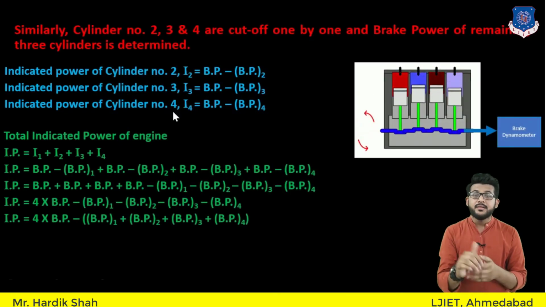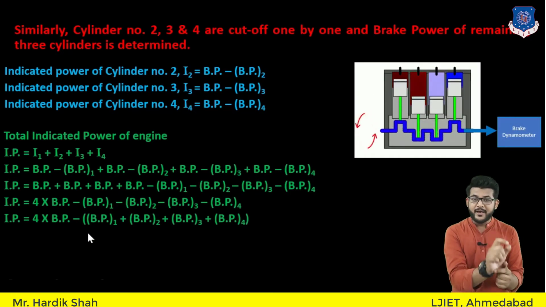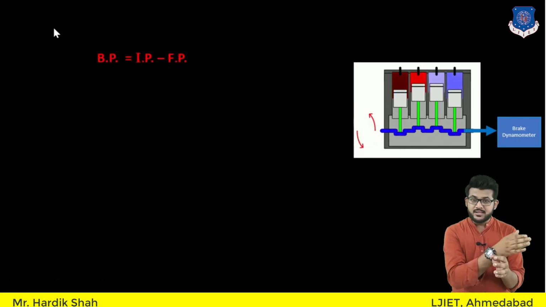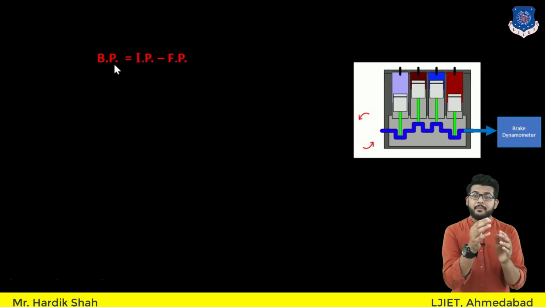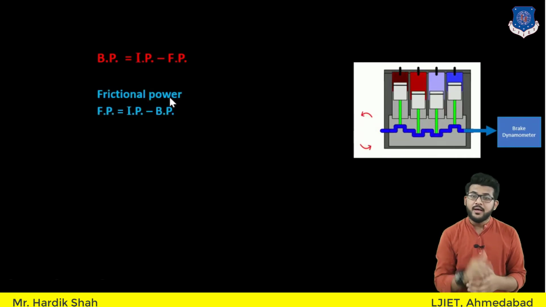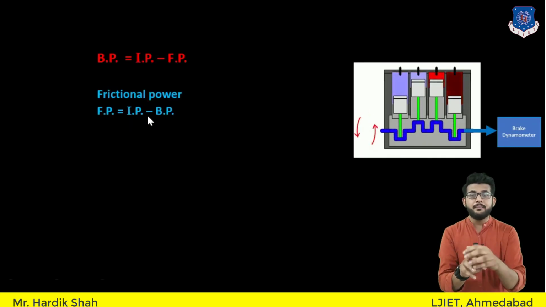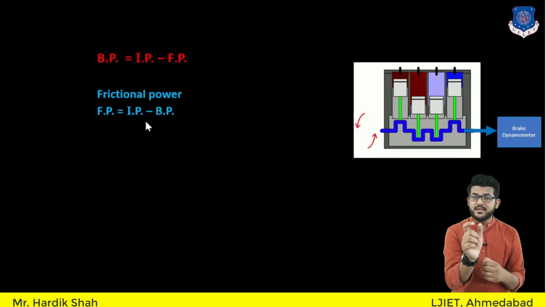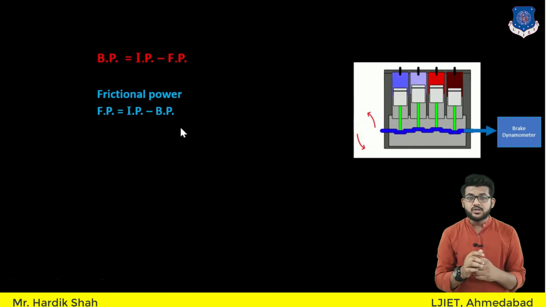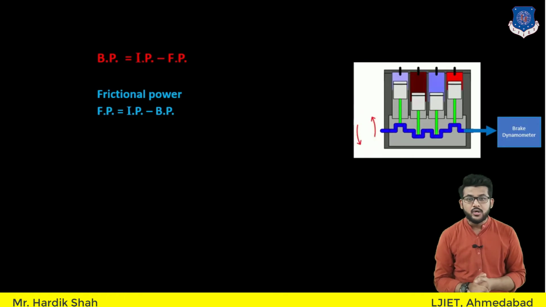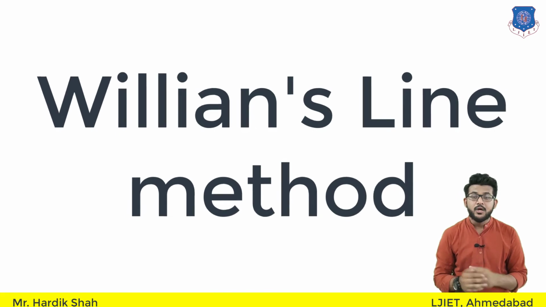So you can say that the total indicated power is I1 plus I2 plus I3 plus I4. That can also be converted into brake power formulas, like 4 times brake power minus brake power 1 minus 2 minus 3 minus 4. And the same way frictional power can also be found in this manner, only by substituting the brake power into the frictional power. Okay, so what is happening? Frictional power, that is FP, is equal to IP minus BP. So we can also calculate the frictional power. So that was the first method, that is the Morse test. Now the second method is the Willans line method. So what is that?